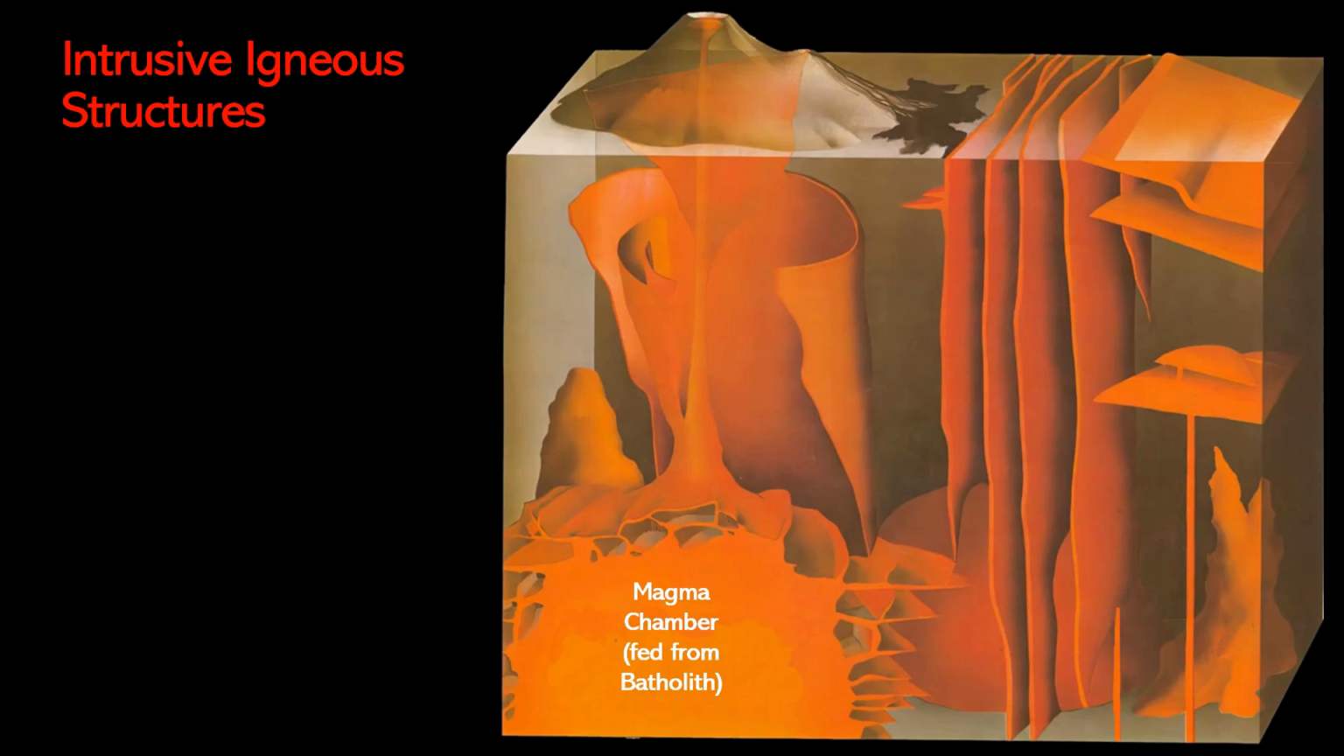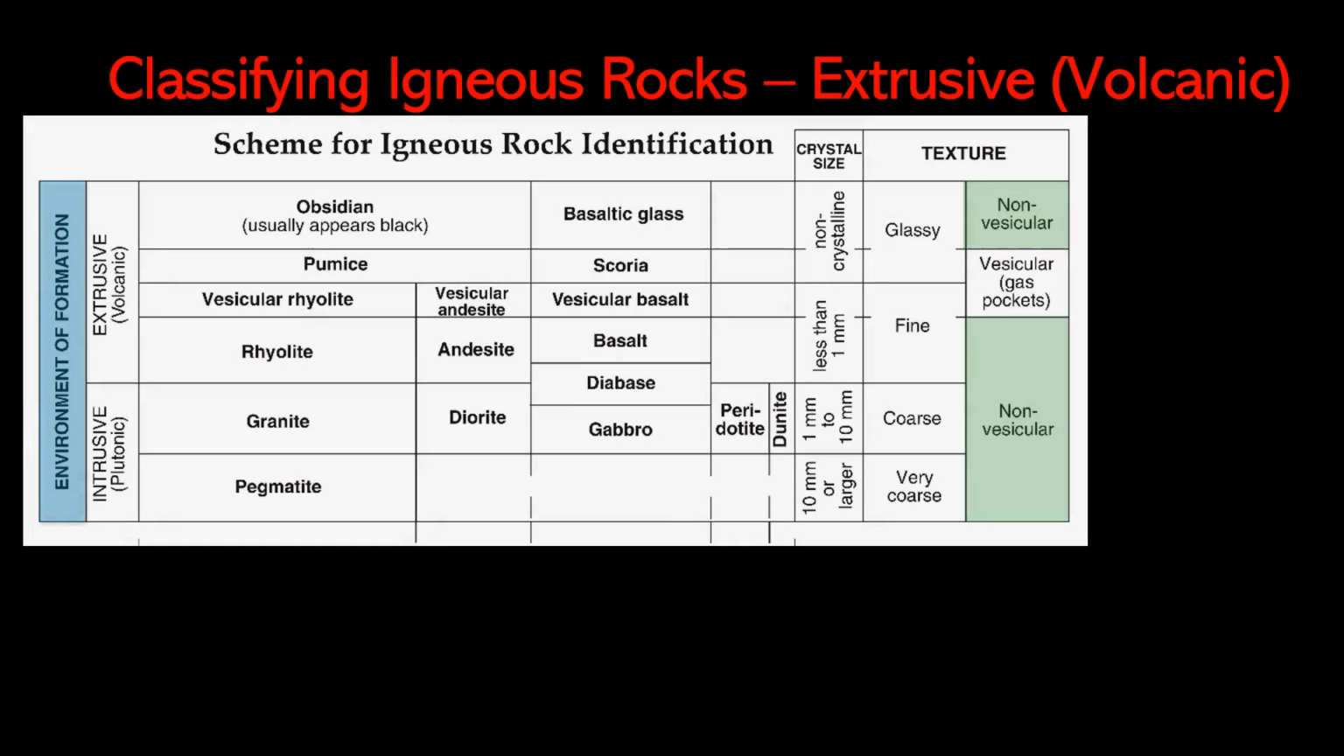These intrusive features reflect the various ways magma interacts with and alters the Earth's crust, producing a wide range of geological structures, many of which are critical for understanding mountain formation, mineral deposits, and volcanic processes. Here are some examples of igneous rocks based on their environment of formation, crystal size, and texture.